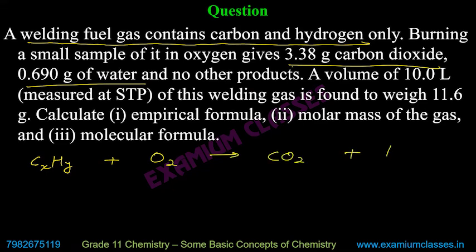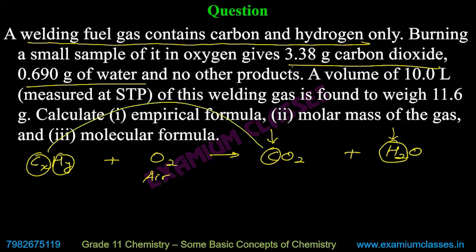dioxide and water. The important point in this question is that whatever carbon you have in the product, carbon dioxide, and whatever hydrogen you have in the product, in water, will come from this organic compound, the welding fuel gas. Oxygen obviously will come from air because you are burning it in air. But this carbon will be equal to this carbon. This amount of hydrogen will be equal to the hydrogen present in water. Is it clear or not? These amounts will be the same.